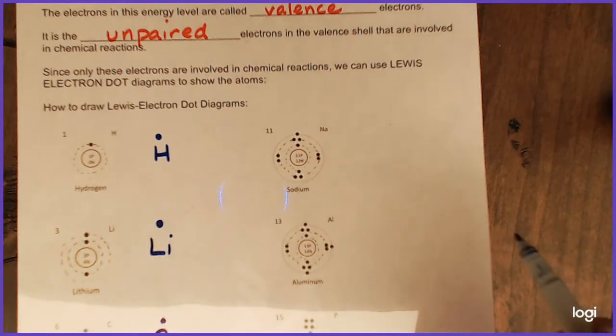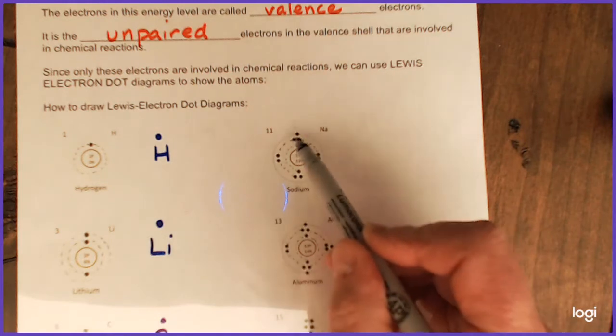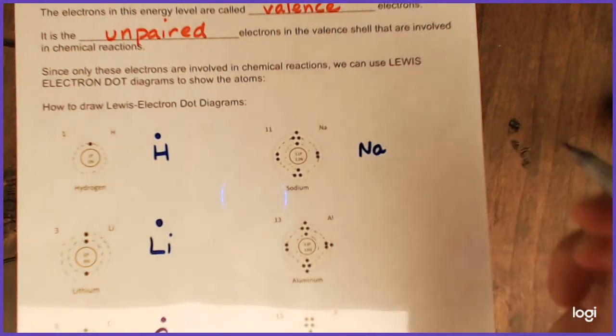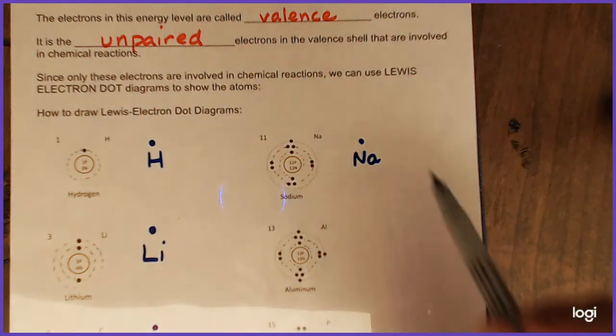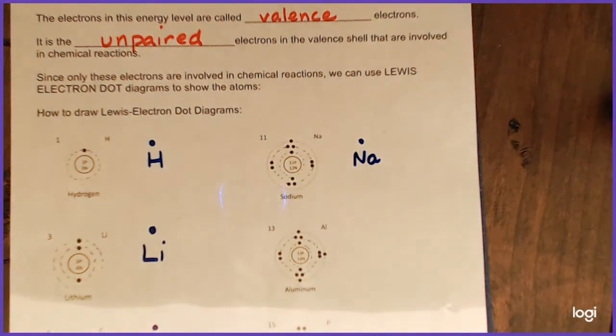All we need to pay attention to is that outermost energy level, and look at here. Here's one on its own. So we're going to draw sodium with 1 electron outside there. So this is the electron that's going to be causing trouble when we come to chemical reactions.